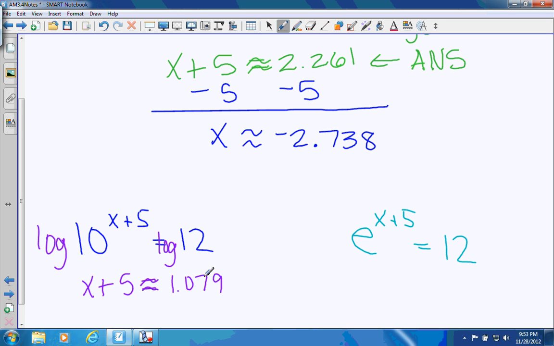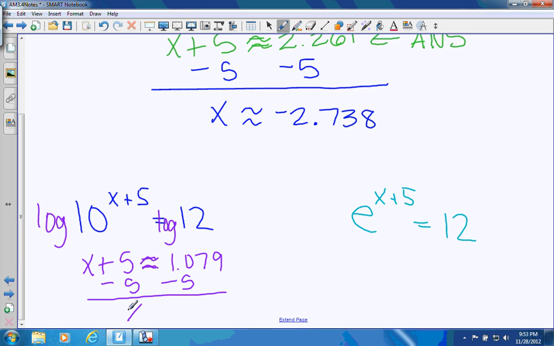And again, here's where you need to understand how to use the ANS button later on. And so here we would subtract 5 and get a final answer of x being approximately equal to a negative 3.921.